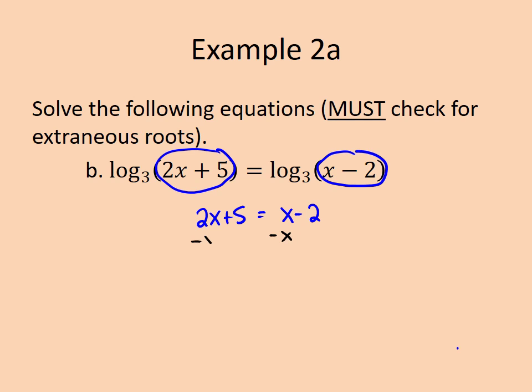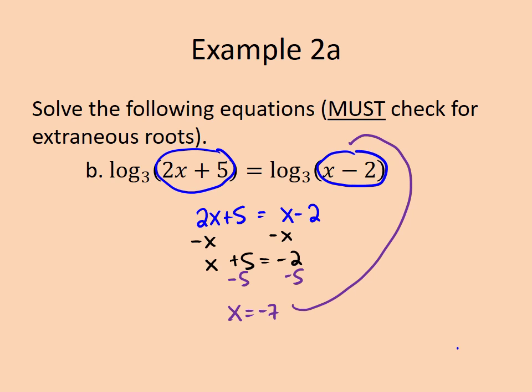We'll subtract x from both sides. So I have x plus 5 equals negative 2. And then I'll subtract 5 from both sides. X equals negative 7. Since this is a log equation, we must check for extraneous solutions, which means we need to plug it back into the original equation and see if it makes the log negative.